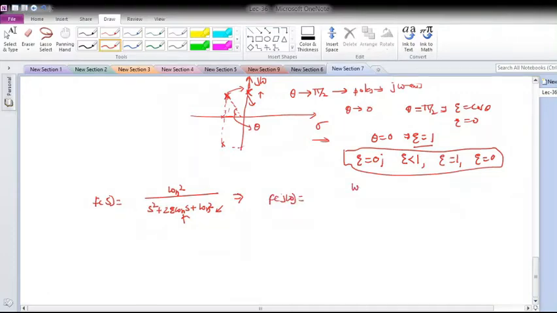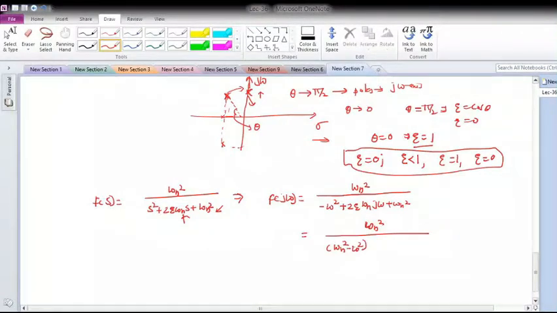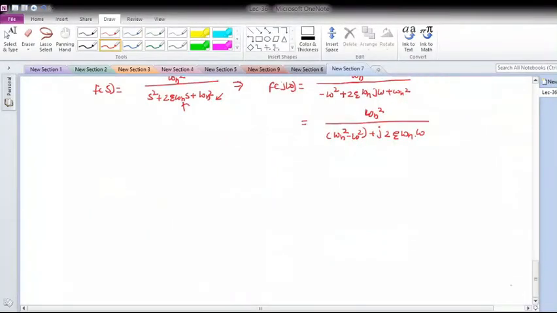Now this is my standard second order equation, and let me write it in terms of j omega. It will be omega n square divided by minus omega square plus 2 zeta omega n j omega plus omega n square, and this we can write as omega n square over omega n square minus omega square plus j 2 zeta omega n into omega.